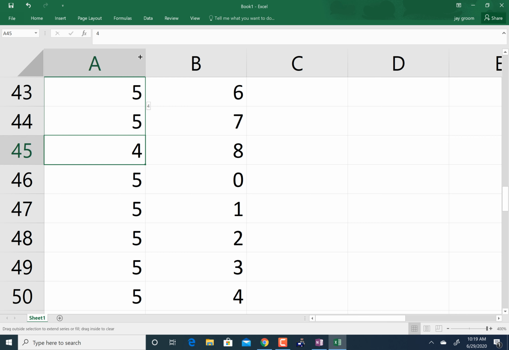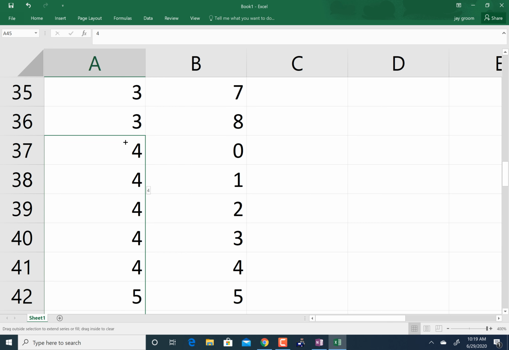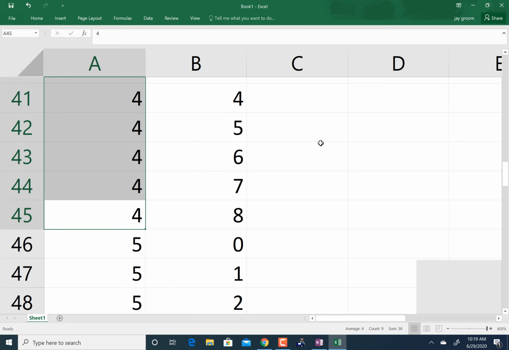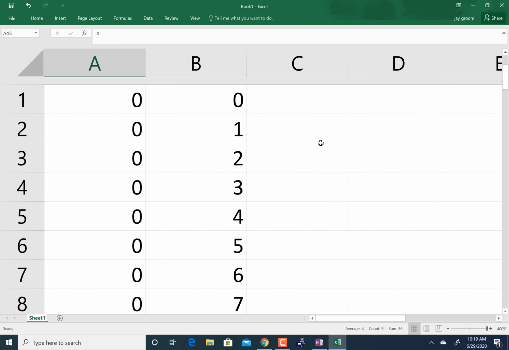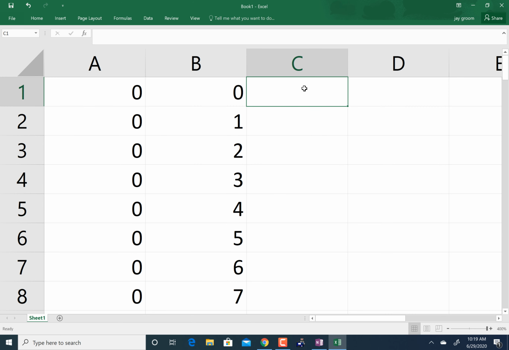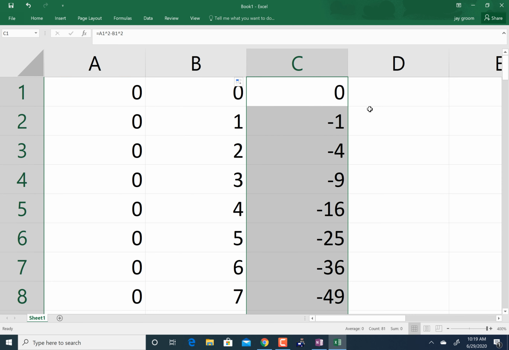Yay, we watched Jay play with Excel today. It was so fun. Okay, there they are. Finally. All right, so that's what we're going to do. So equals this guy squared minus this guy squared. Done. Boom. Paste. Go. Cool.